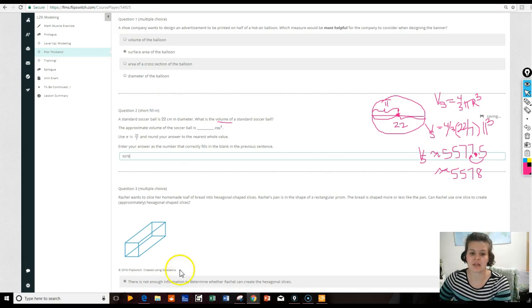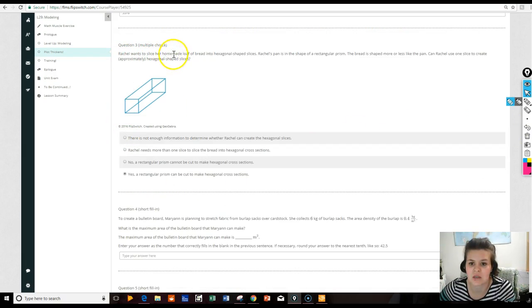5,578 centimeters. So Rachel wants to slice her homemade loaf of bread into hexagonal shaped slices. Rachel's pan is in the shape of a rectangular prism. The bread is shaped more or less like the pan. Can Rachel use one slice to create approximately hexagonal shaped slices? Yes, a hexagonal shape is a six-sided shape, and since a rectangular prism has 6 faces, you could create a hexagonal shape because you would have to connect each of the faces.